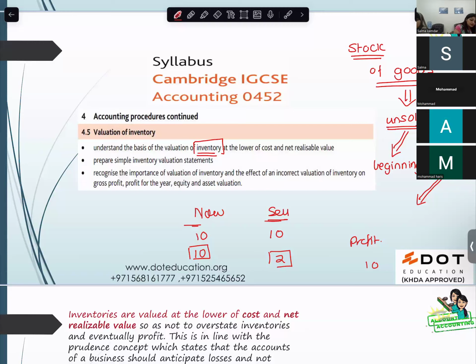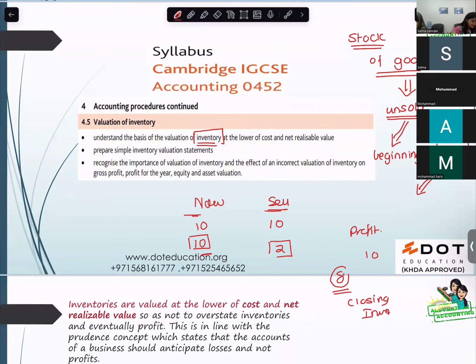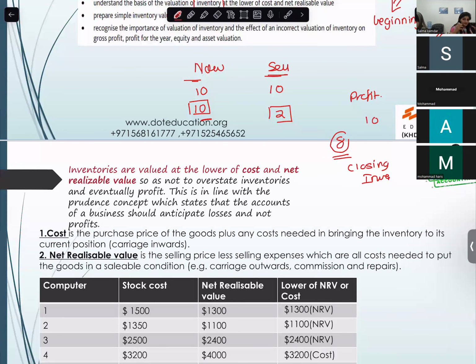No. So you have to remove the cost of 8 units from your purchases. That is called the closing inventory. So you will remove the cost of 8 units from your purchases so that you arrive at proper profit. That is the reason you deduct closing inventory from your cost of sales. Now, our main purpose in this chapter is to find out the valuation of inventory that has to be deducted from your cost of sales.